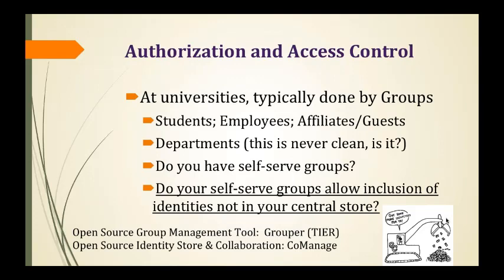So now on to the topics of authorization and access control. At universities, we typically do this by group assignments. Some may be doing role-based access control, but typically group membership is how we further manage access to resources. So we have students, employees, that fuzzy affiliate guest group. We have membership in departments, although that's never easy to populate, is it? Because what the university systems of record say is different than joint appointments and other things that people have that don't necessarily show up there.